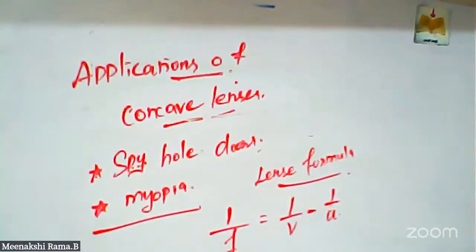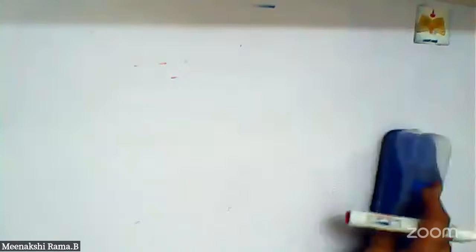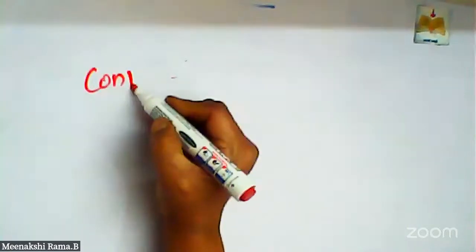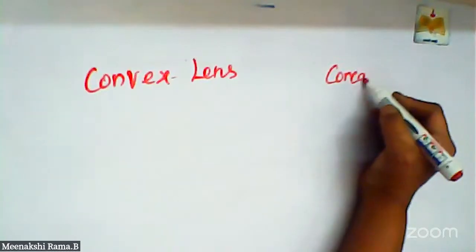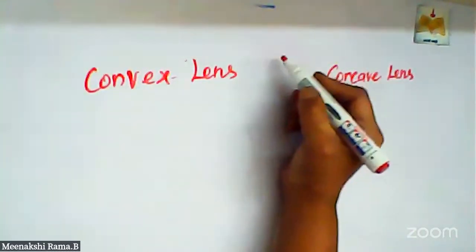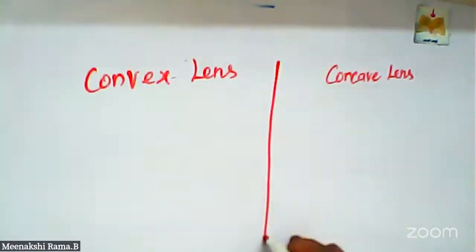Students, is there any doubt? Just raise your hand or put an emoji. Are there any clarifications? Okay. So the next small topic: if you have any doubt, please type here. What is the difference between convex lens and concave lens?